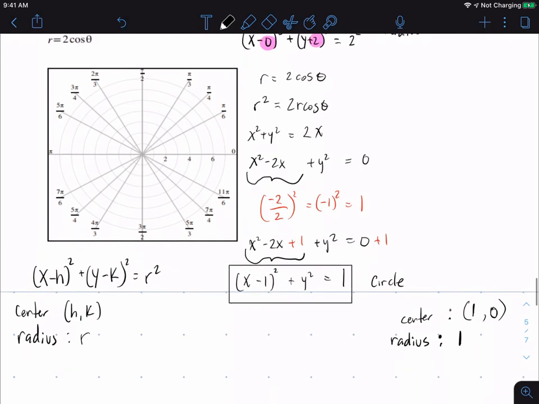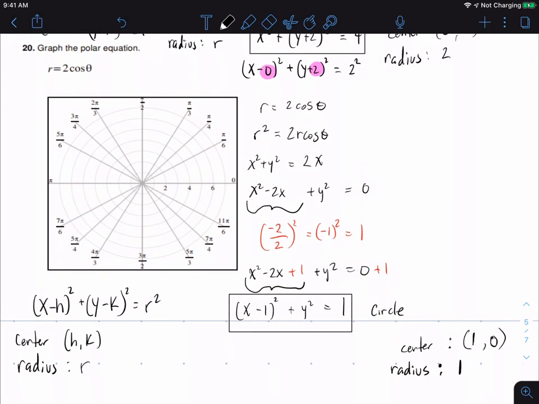So now when we go to graph this thing, see how here this is the x coordinate, this is the y coordinate. And so 1, 0 tells us to go to the right one and then put a point. So that is our center. The circle then is a radius of one away. So that's one away, that's one away. And there is my circle. Are we okay with that?